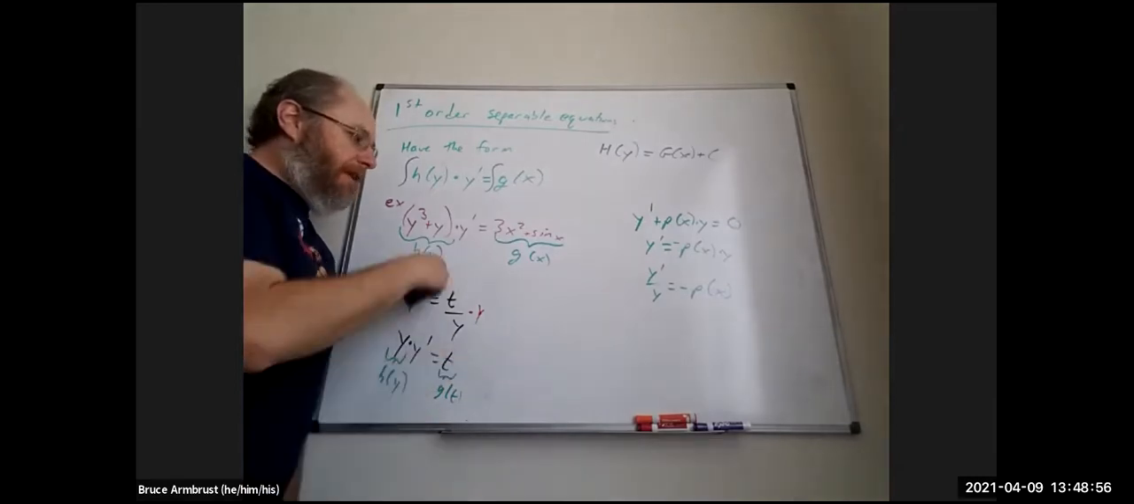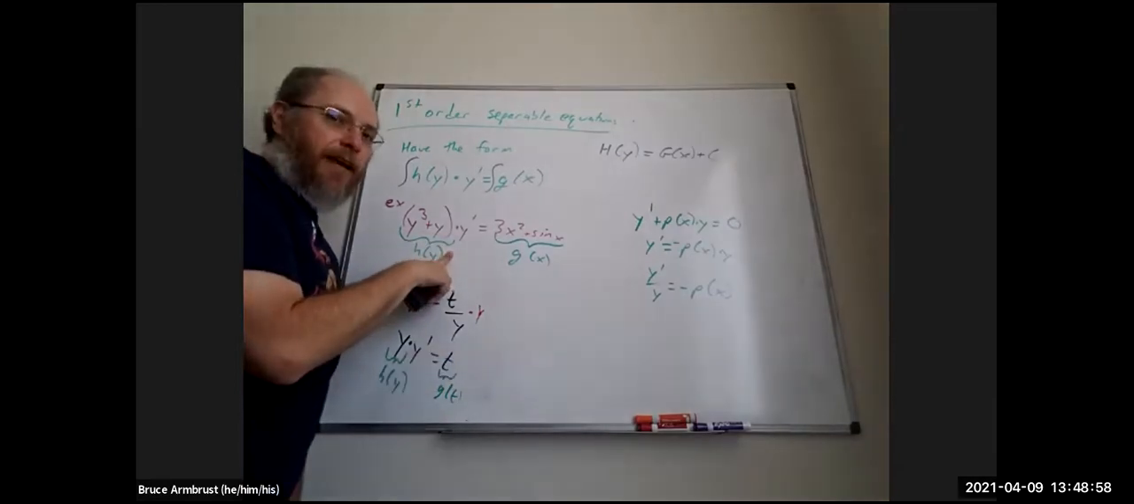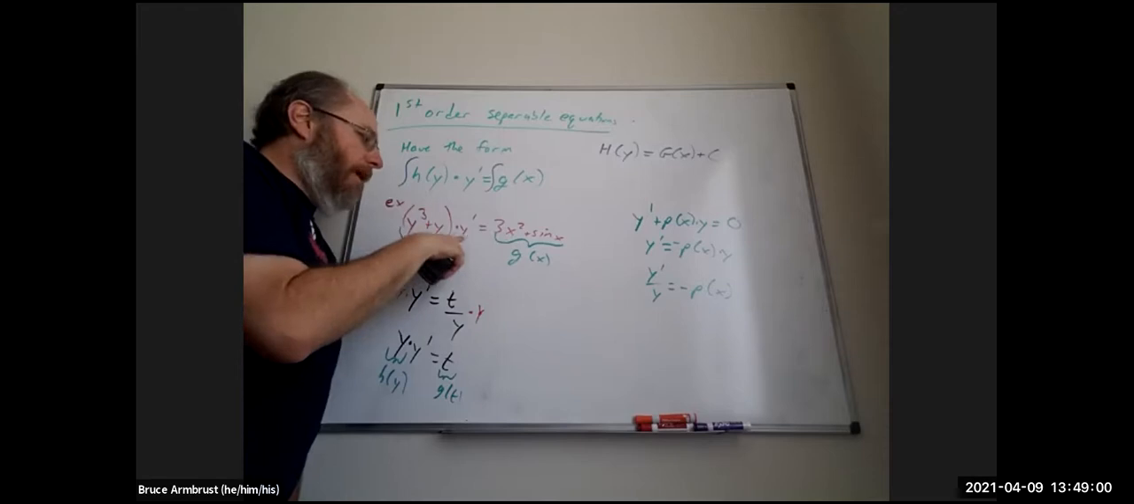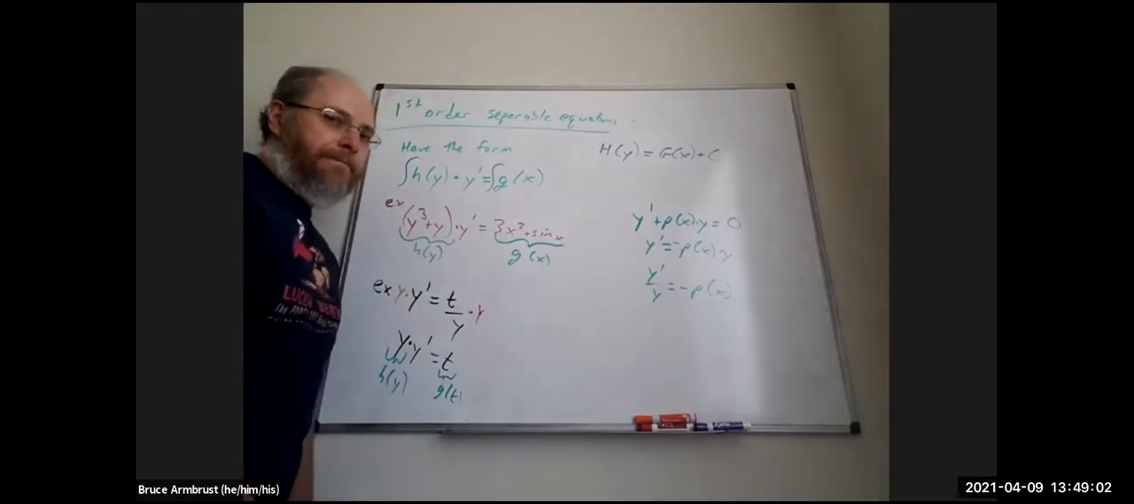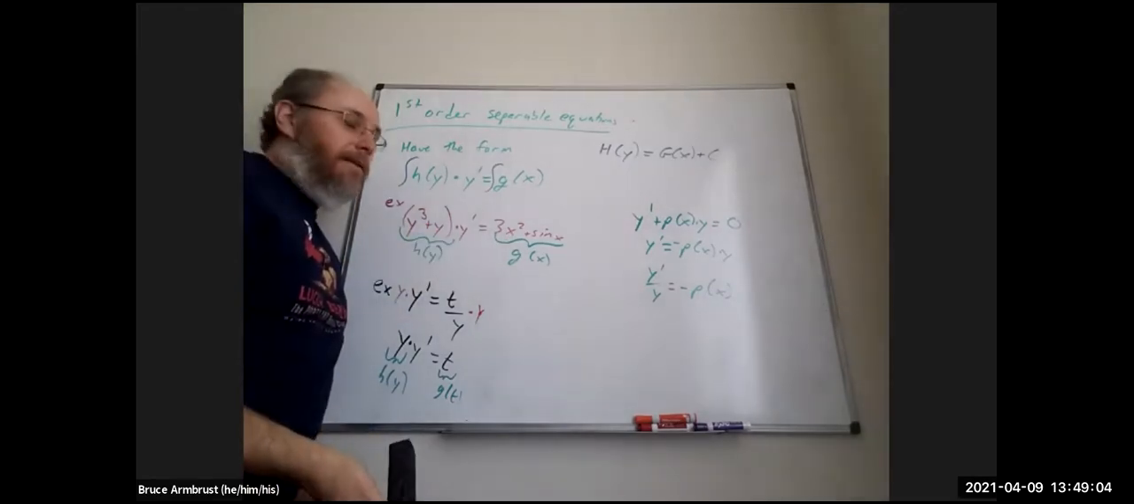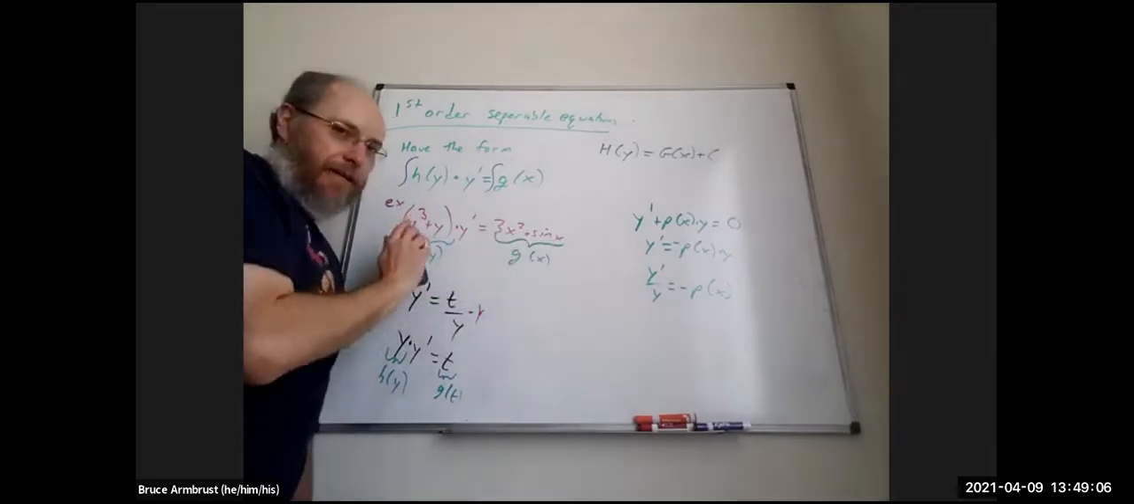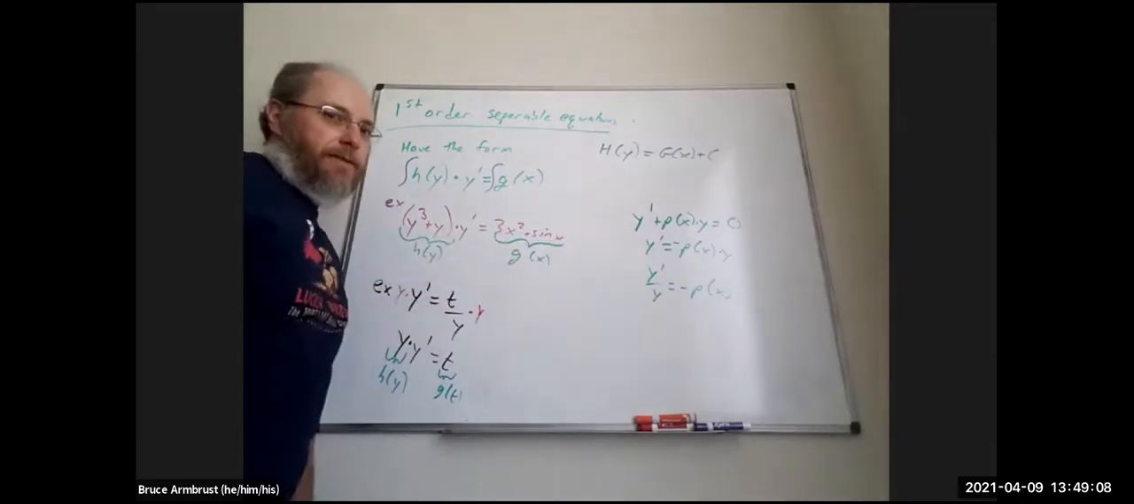The key is you can get all your y's together on one side as some function of y times y prime. That's the kicker. The other side is going to be your other variable and constants, or just a constant.